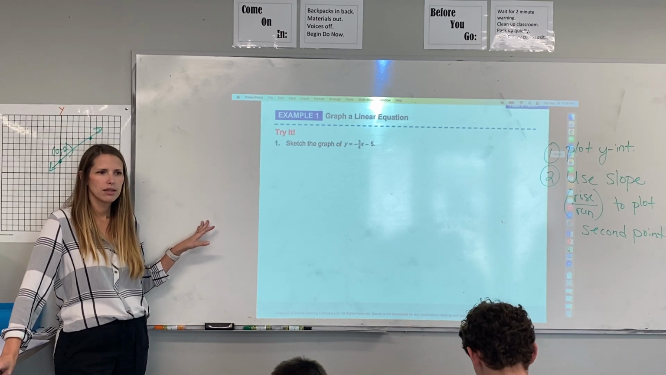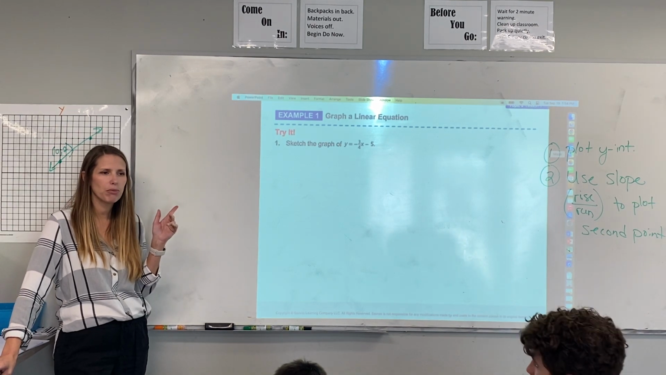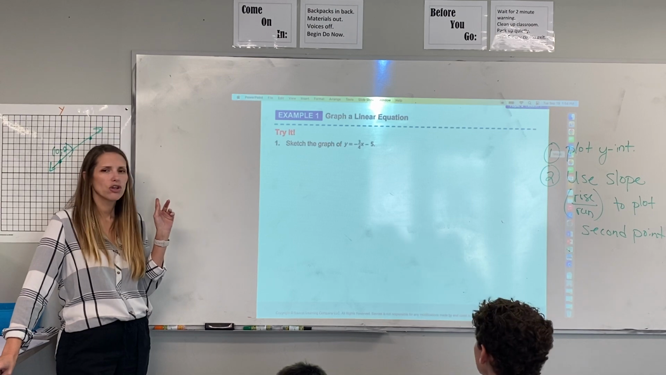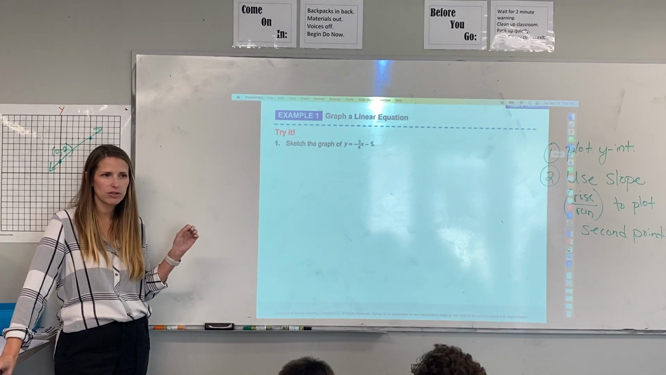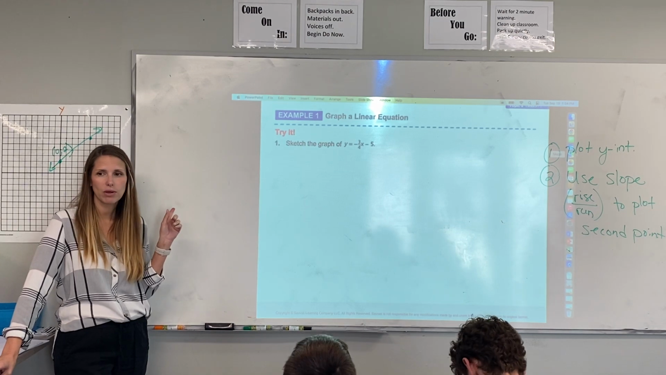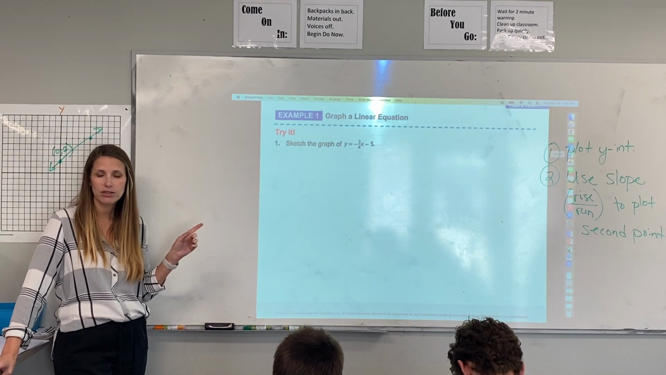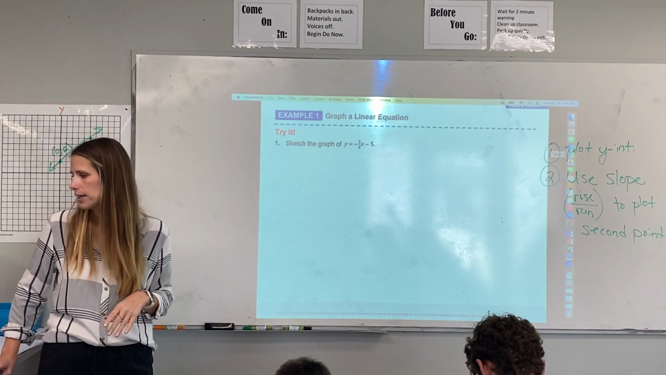The y-intercept, right? So first we had, the other example had a positive slope and a positive y-intercept. This is tricky because you're dealing with a negative slope and a negative y-intercept, so be very careful, okay?